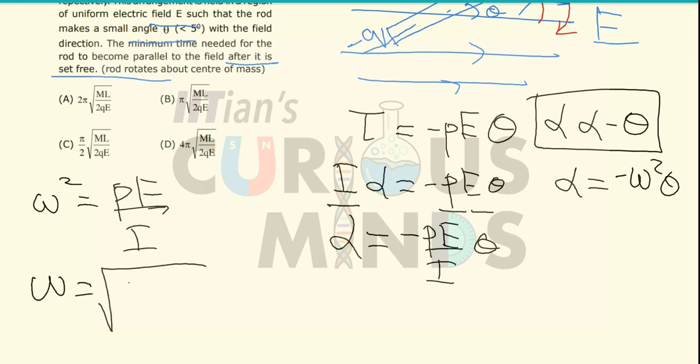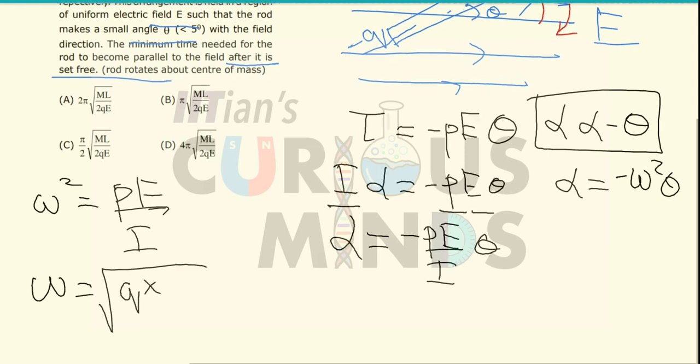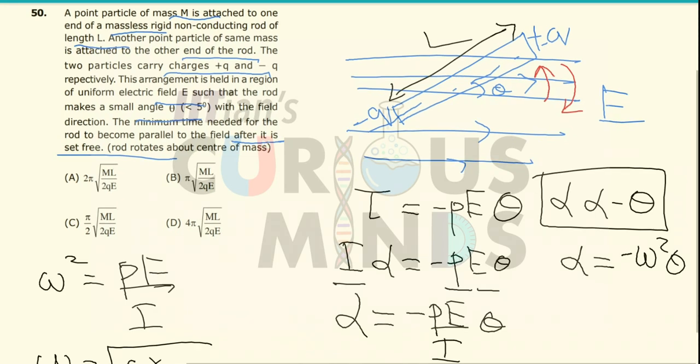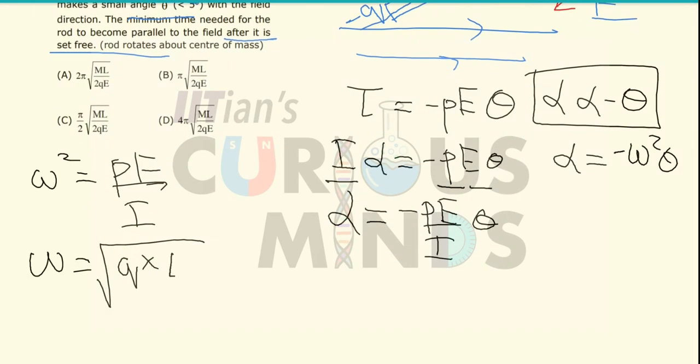P is the dipole moment, which is equal to q into the distance between the two charges. That distance is equal to the length of the rod, which is given as L. So omega is equal to the square root of q L E divided by I.